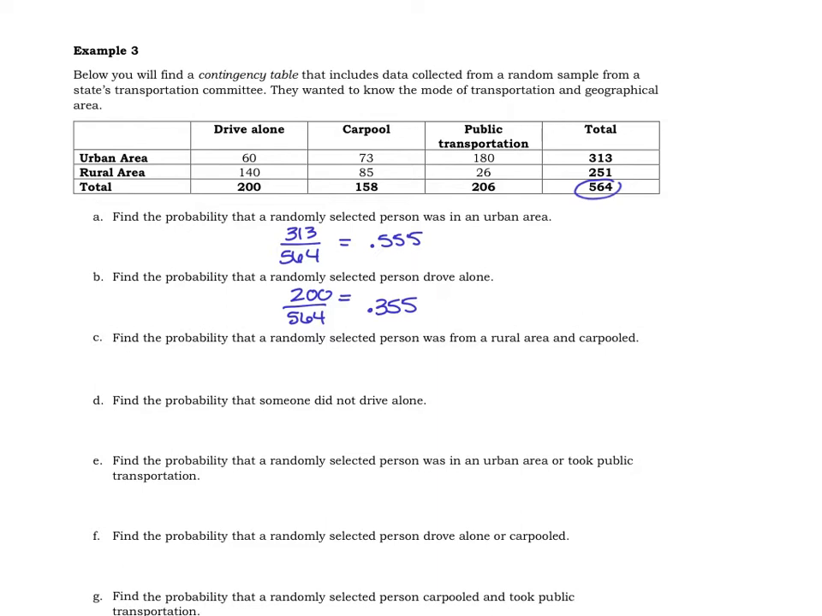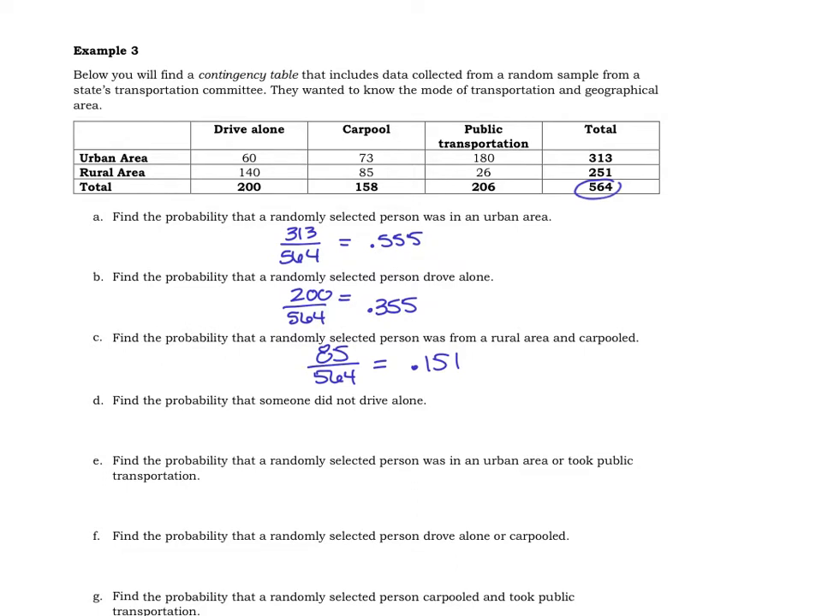Okay, moving to part C. Find the probability a randomly selected person was from a rural area and carpooled. So a randomly selected person, so again, 564 is our sample size, but they were from a rural area and they carpooled. So that's these 85 people there, kind of in the crosshairs of the rural area and the carpool column there. Those 85 people are the ones that are from a rural area and carpooled. So 0.151.